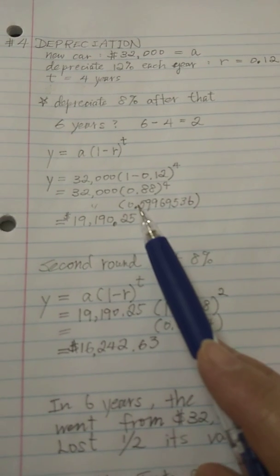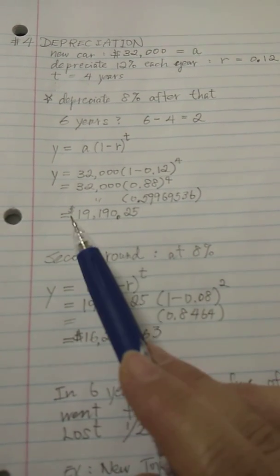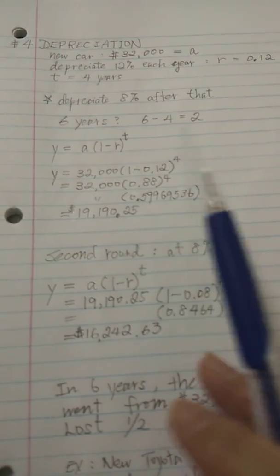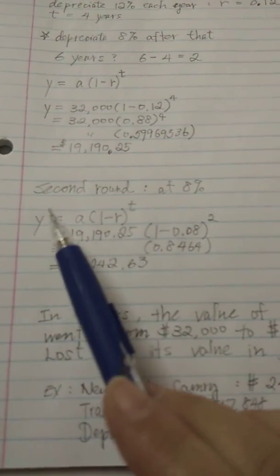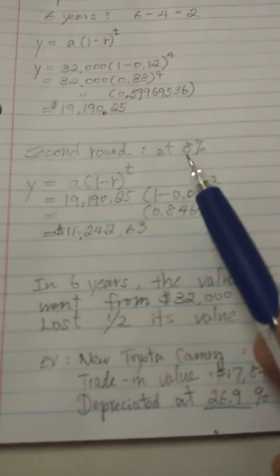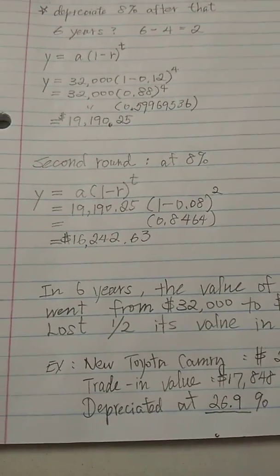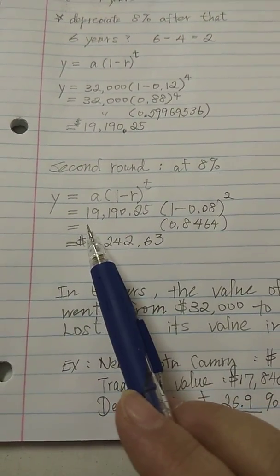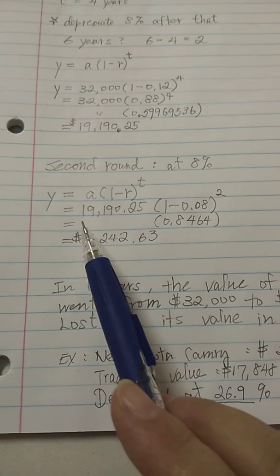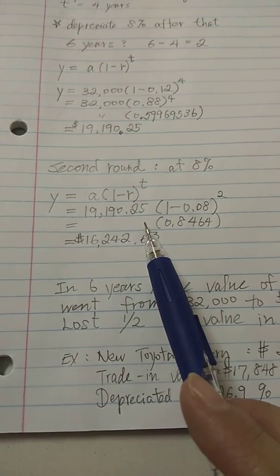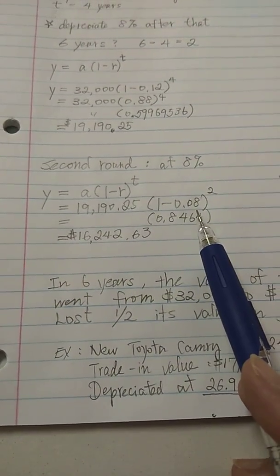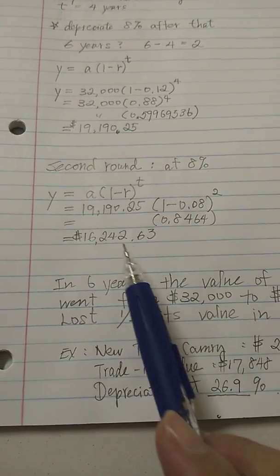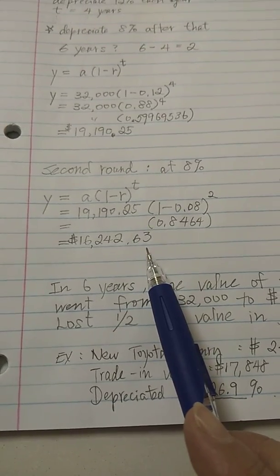Okay, then you find this, and then you end up with a new value. So this will be the value of your car after 4 years. And then it will depreciate, what I call a second round, okay, at 8%. Now it's going to depreciate with a new starting point, this new amount. Okay, that's what the value of the car is now after 4 years. But now it's going to depreciate at a slightly lower rate for only 2 years. And this will be the amount after 6 total years.